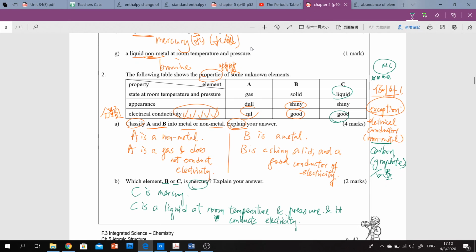Any questions? No. If you don't have any questions, shall we take a look at the other part? It is 5.2, the structure of an atom. So I will show you in another video.